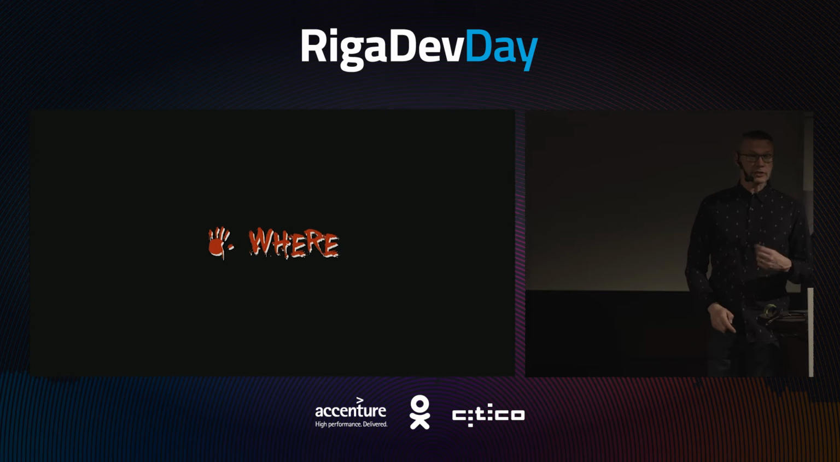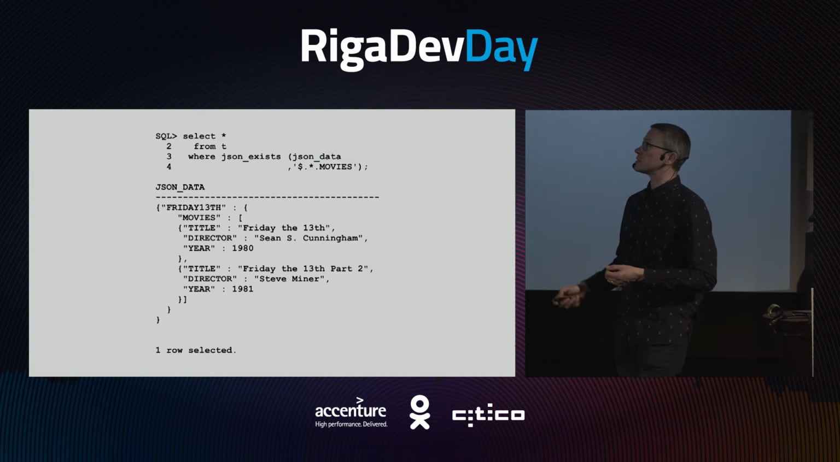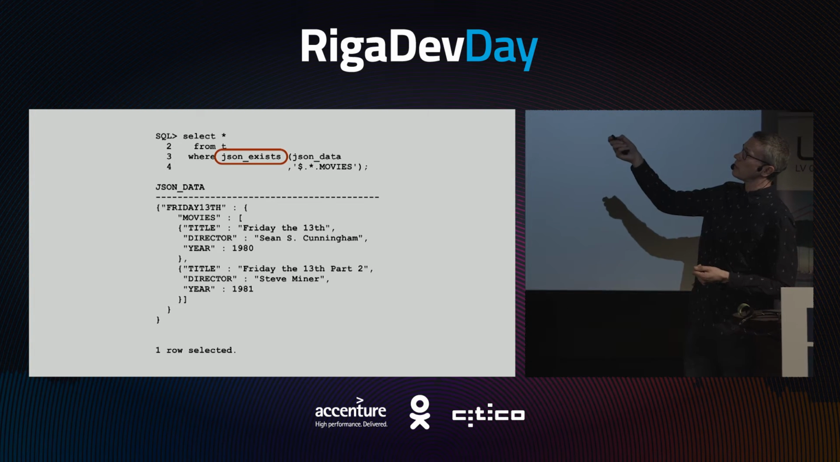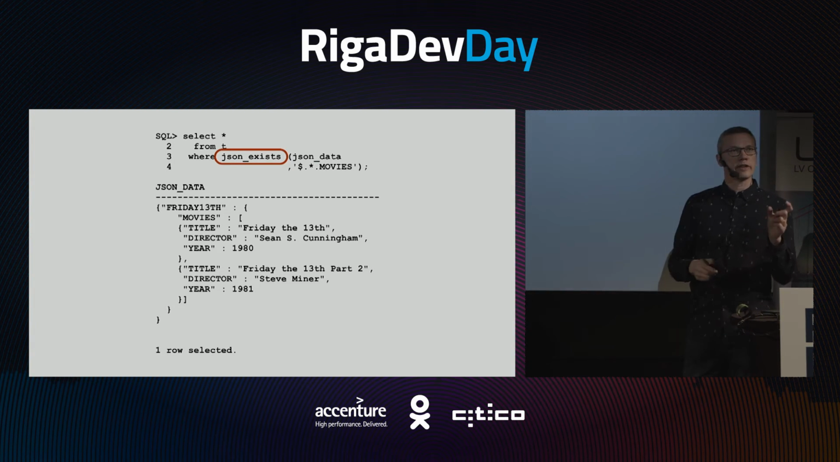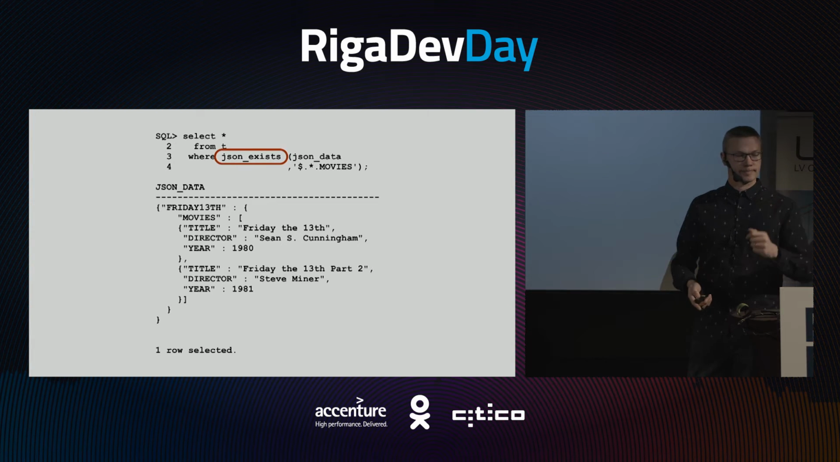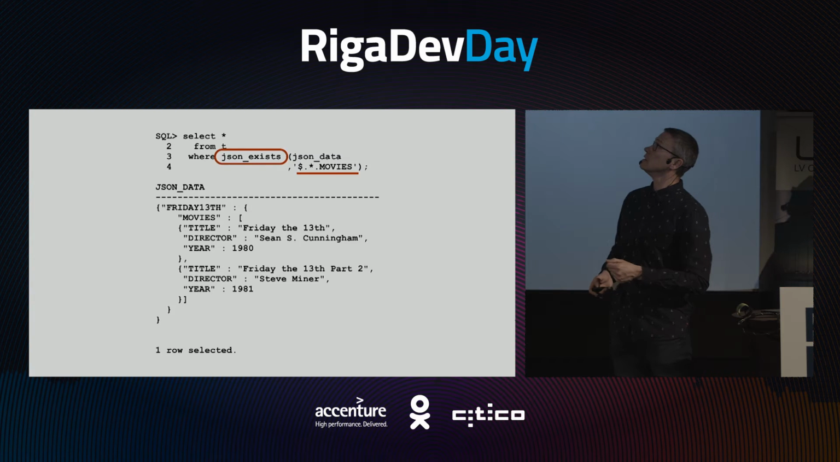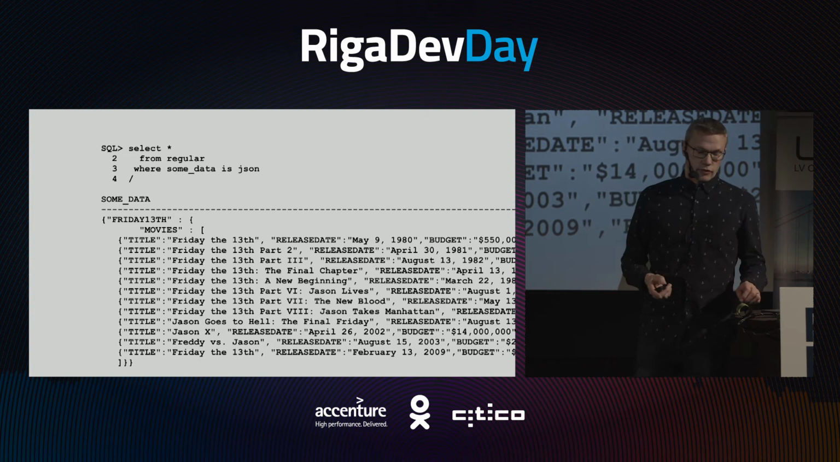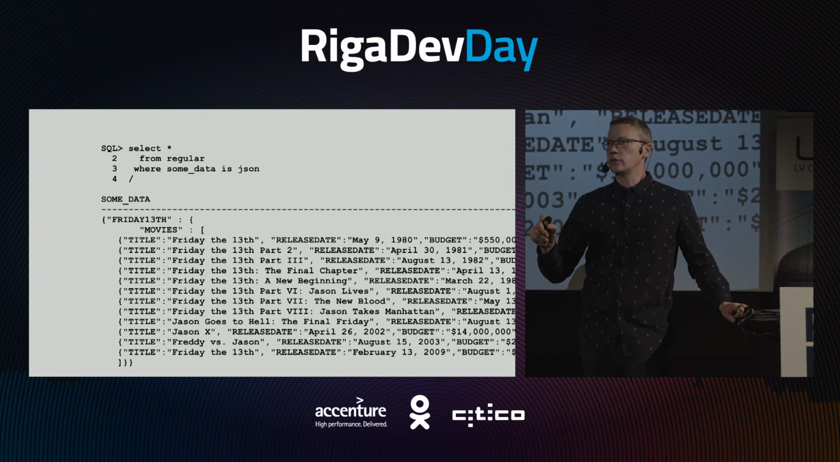There's also functions which can be used in the where clause. The JSON_EXISTS. Give me everything from this where there's a movie's name in a JSON. And it'll give you one row which contains that whole JSON object. There's the expression, using the same path notation that we used before.